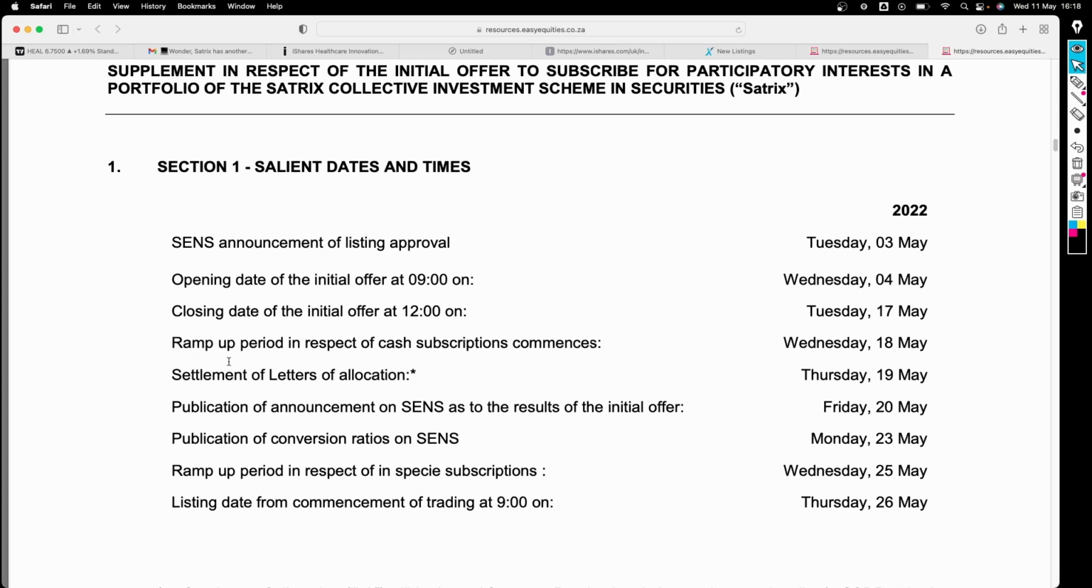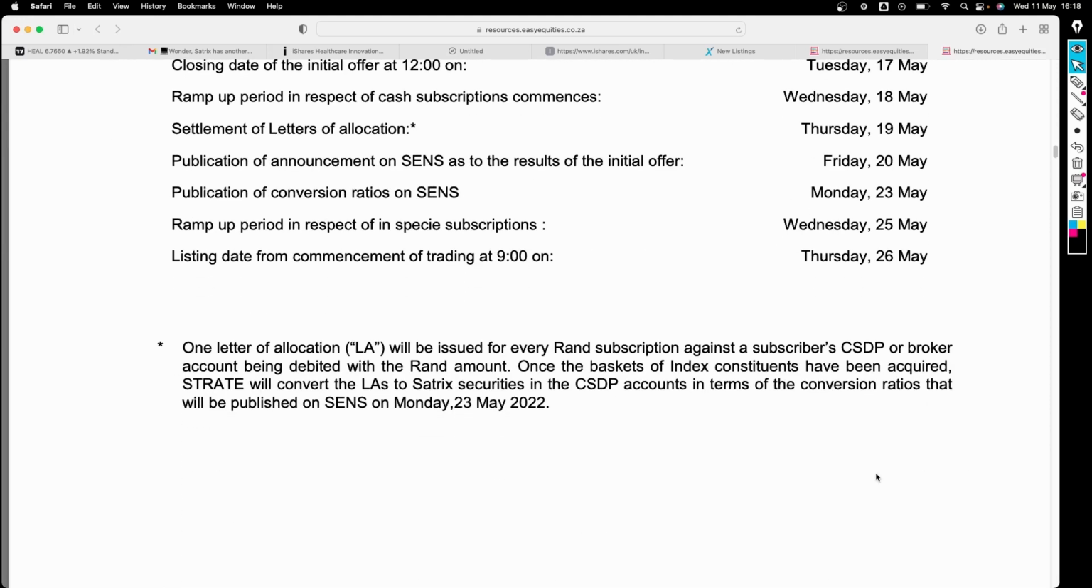Remember, we'll cover what it means since it's a feeder fund. We'll explain that. So the ramp up period covers the period whereby the fund manager will be buying the underlying funds, right? And then from the 19th of May, that is when they will settle those letters of allocation, and then from there on the 26th of May, it's going to start trading on the JSE once again, right?